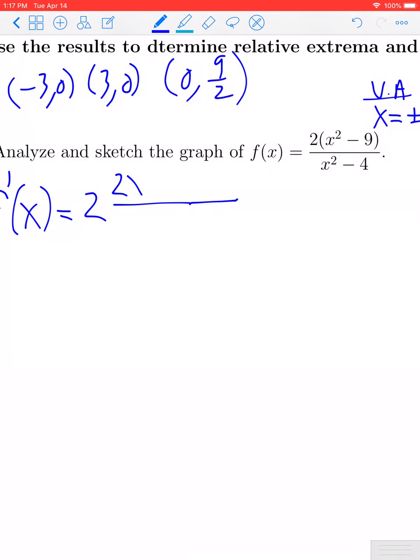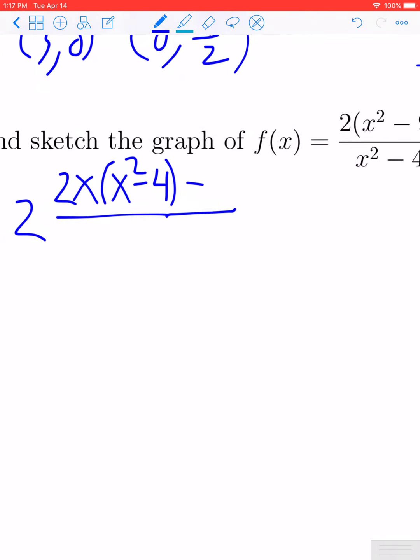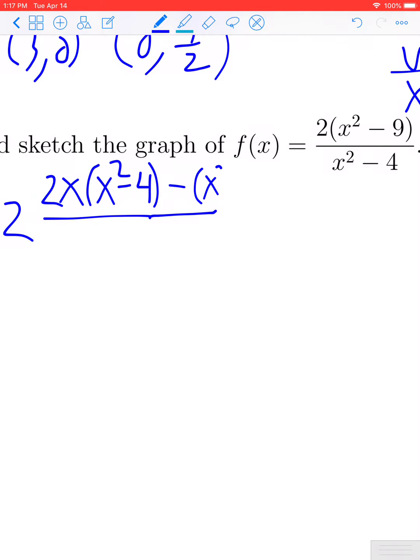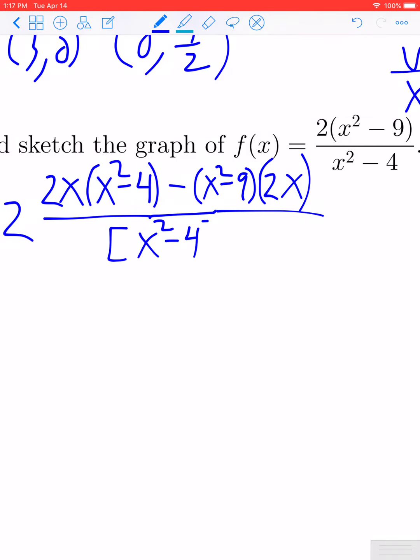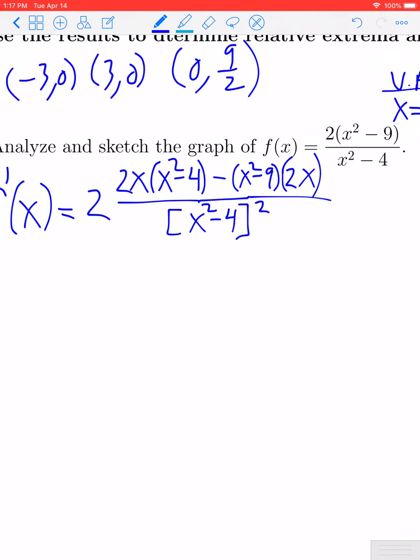That's going to be 2x times the denominator, minus the numerator times the derivative of the denominator. That'd be 2x. And then all over that denominator squared: x squared minus 4, squared.